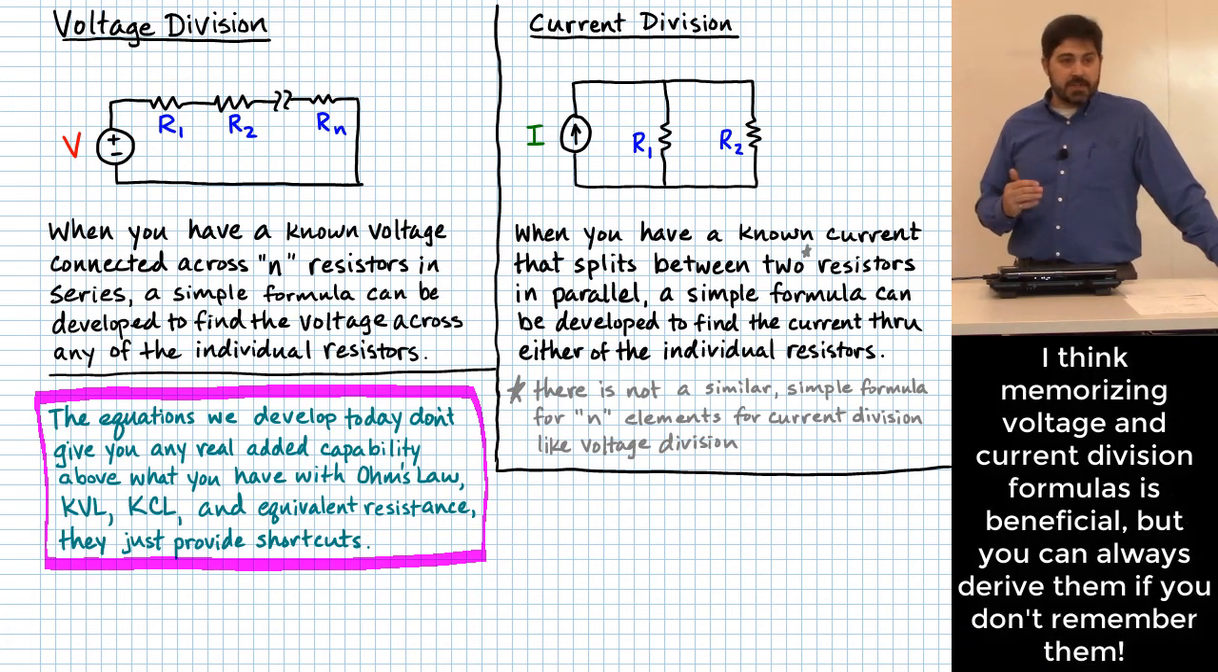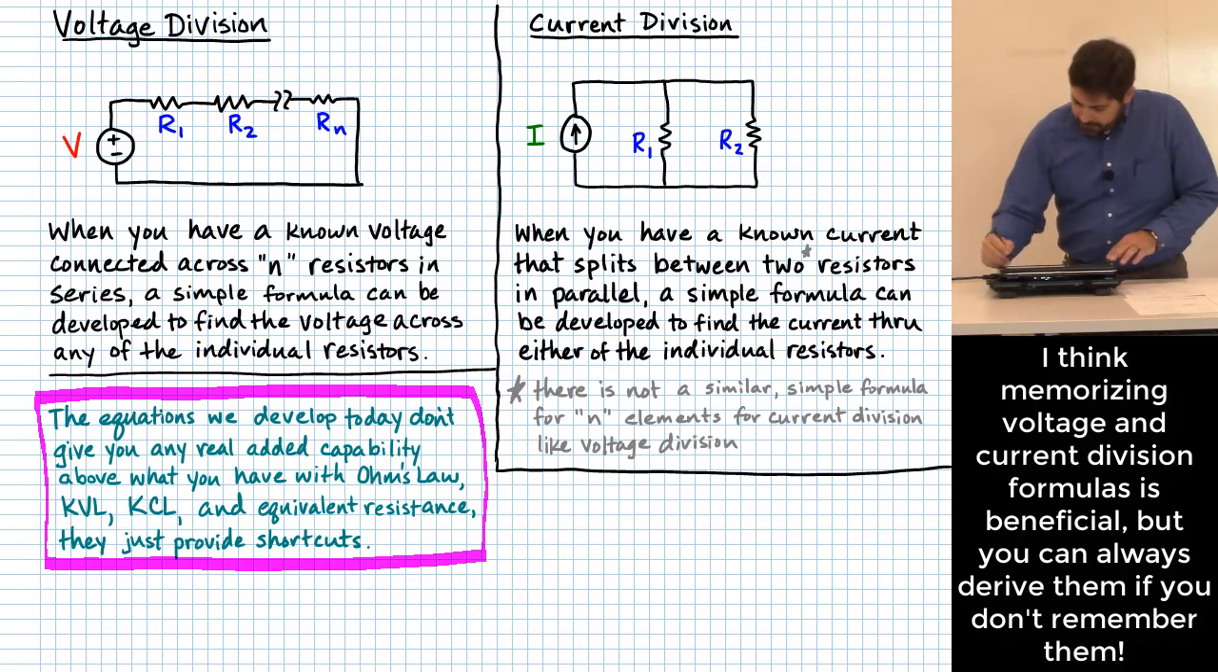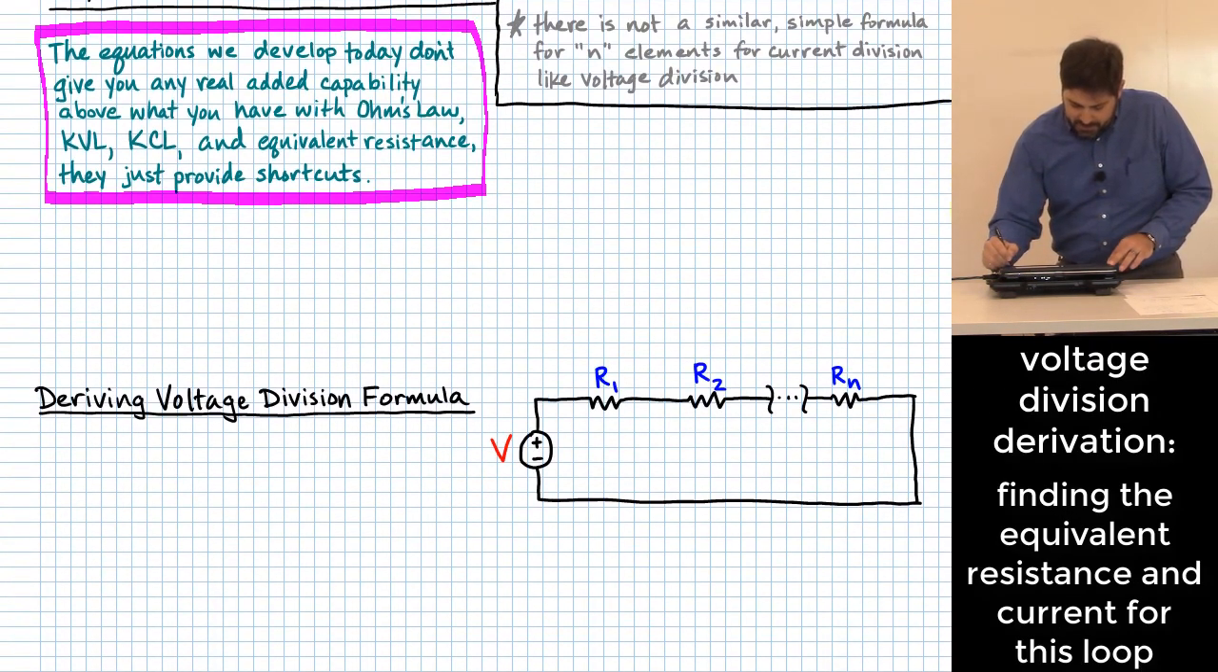So for that reason, I do think it's a good idea to memorize how these work, but it's not absolutely essential that you memorize them, because no matter what, you can always go back to KVL, KCL, and Ohm's law, and you can get the same end. It just might take you a few more steps. Does that make sense? Okay, so let's get into deriving these things.